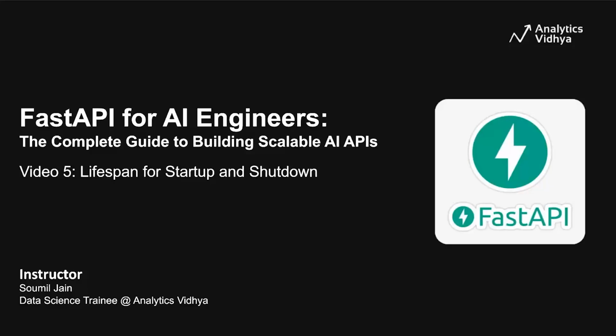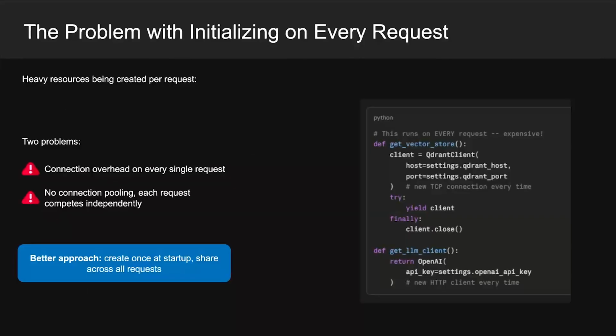Let's get into it. Look at the two functions on the screen. getVectorStore creates a brand new Qdrant client on every request, a new TCP connection each time. As the comment says, getLLMClient returns a fresh OpenAI HTTP client on every request. Same problem. Both functions work, but they are wasteful. The two warning callouts on the left tell you why. First, connection overhead on every single request. That setup cost adds up fast under load.